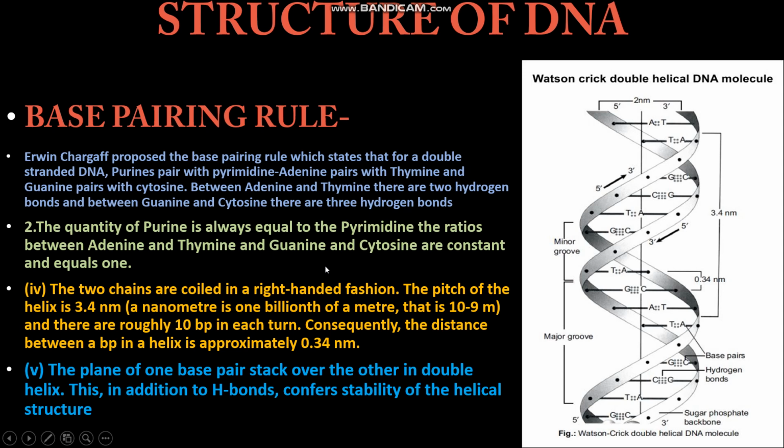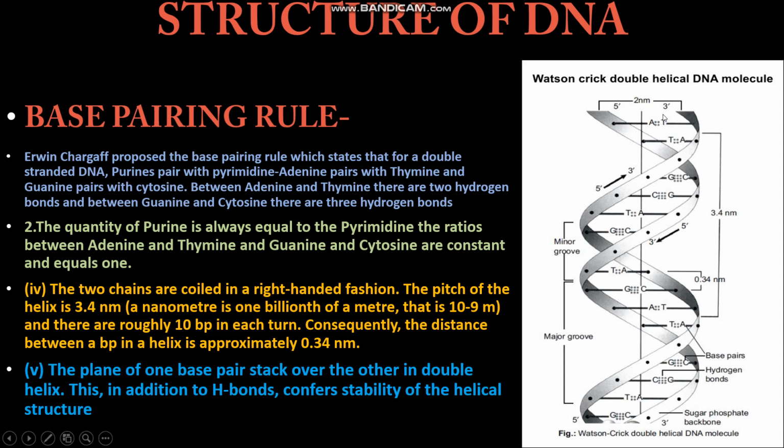Purines pair with pyrimidine, adenine pairs with thymine, guanine pairs with cytosine. In between adenine and thymine there are 2 hydrogen bonds and in between guanine and cytosine there are 3 hydrogen bonds. And the quantity of purine is always equal to the quantity of pyrimidine and the ratios between adenine and thymine and guanine and cytosine are constant and equal 1.